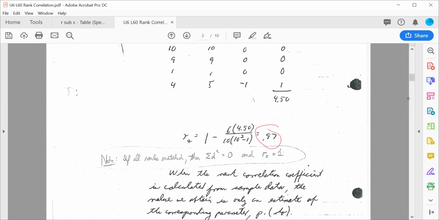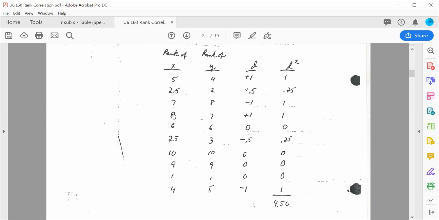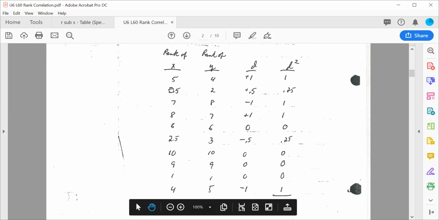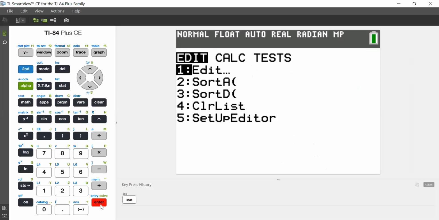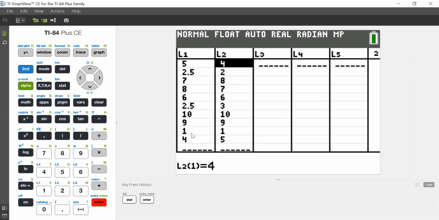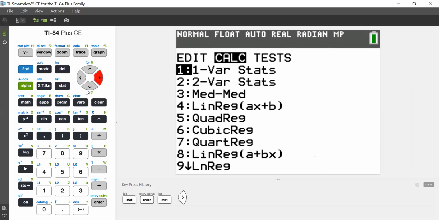Would you wish to do that on your calculator? Of course you would. Let me show you how to do it on your calculator. I'm going to put these ranks, not the raw numbers, but the ranks into L1, and these ranks of Y into L2. And if I share my screen with my calculator, like a good chef on a cooking show, I have it already prepared. Stat, enter. There are the ranks of L1, the 10 ranks of X, and the 10 ranks of Y. So what am I going to do? I'm going to go to Stat. I'm going to go to Calc. And I'm going to arrow down to lin/reg.